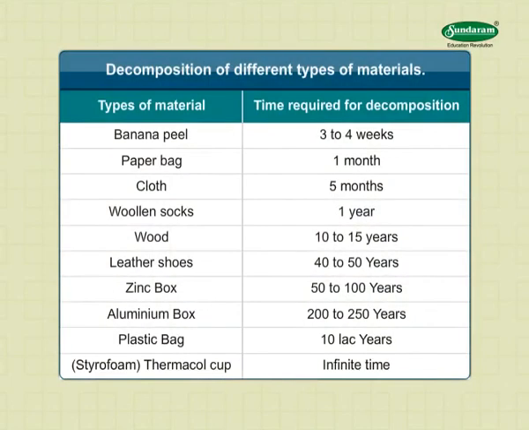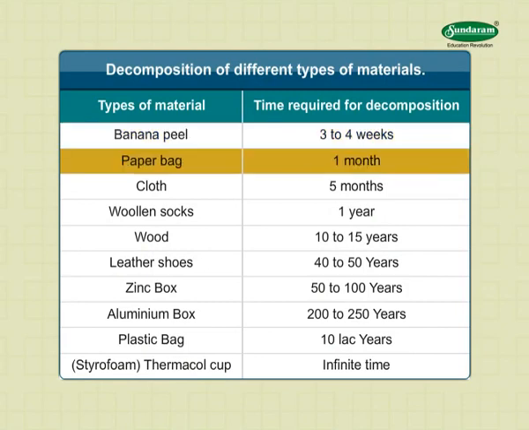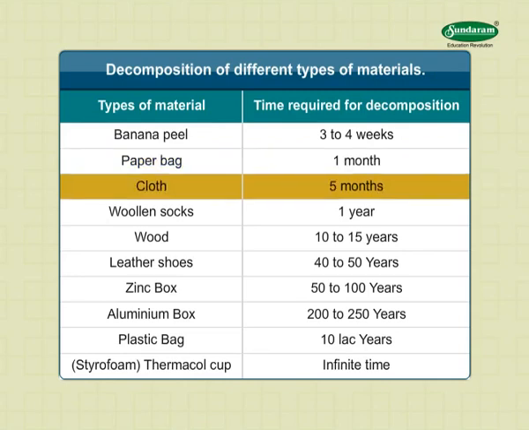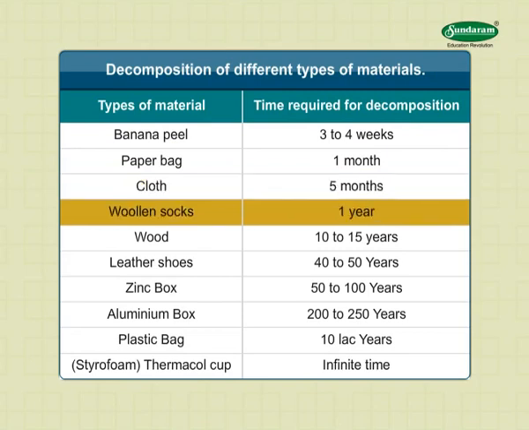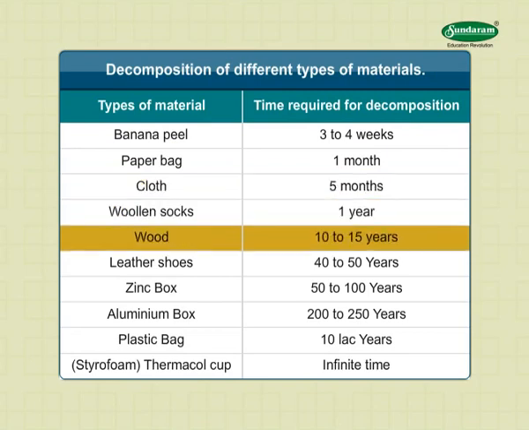Do you know this? The following table shows the time required for decomposition of different types of materials. Banana peel takes 3 to 4 weeks to decompose. Paper bag takes 1 month. Cloth takes 5 months. And woolen socks take 1 year.